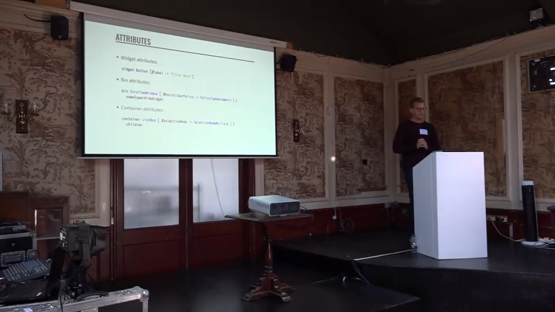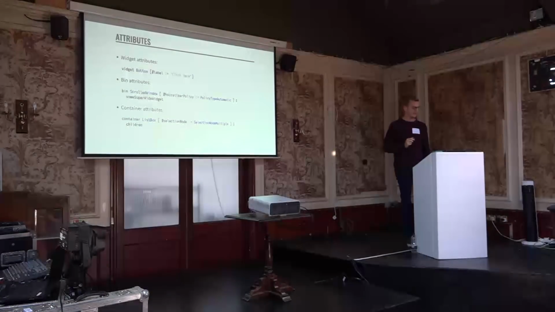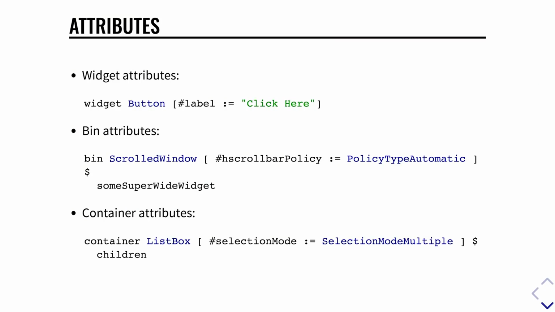Finally, these things can have attributes. So a widget, a button can have a label here. A scrolled window might have a scroll bar policy for its horizontal scrolling, being automatic in this case. And a container, in this case a list box, having a selection mode of multiple.